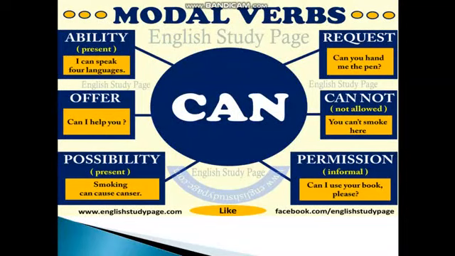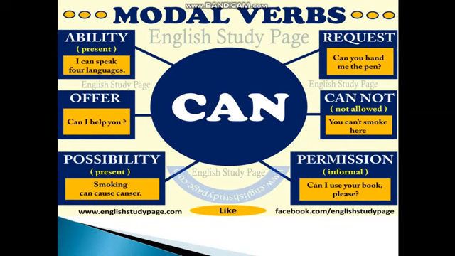The modal verb can. We use can to say that something is possible or that somebody has the ability to do something. For example, I can speak 4 languages. Can you hand me the pen? Can I help you? You can't smoke here. Smoking can cause cancer. Can I use your book, please?